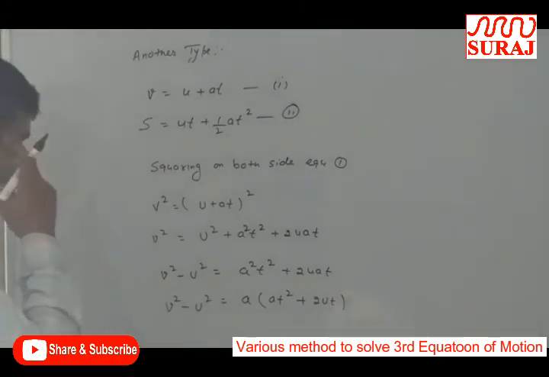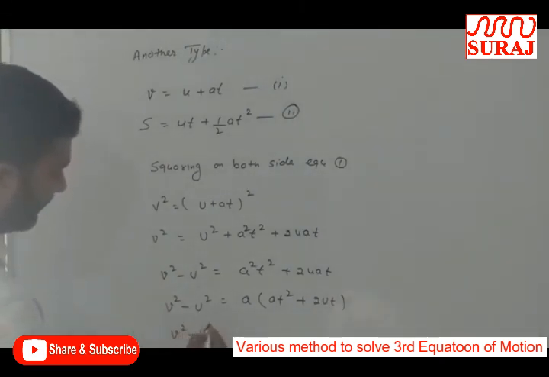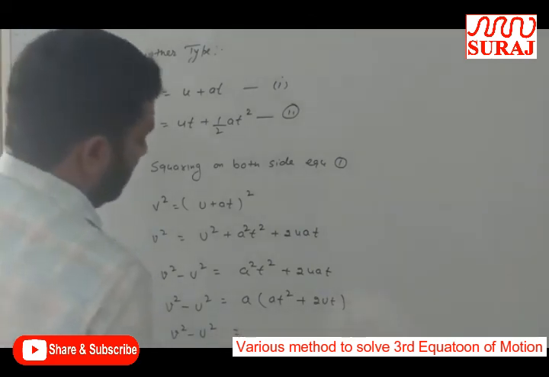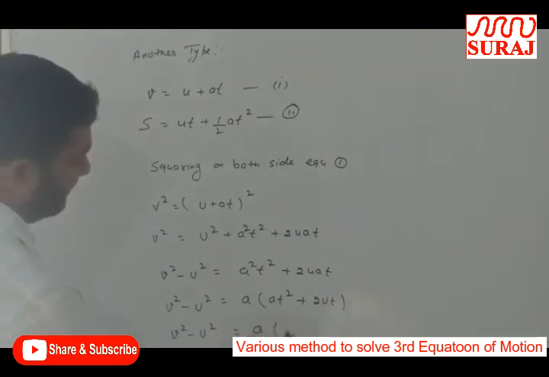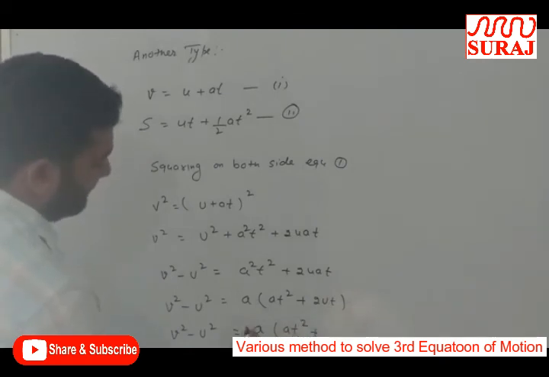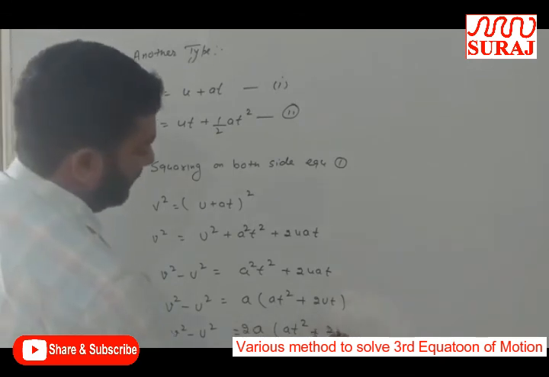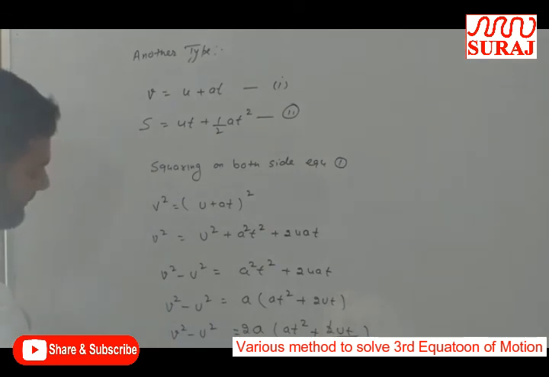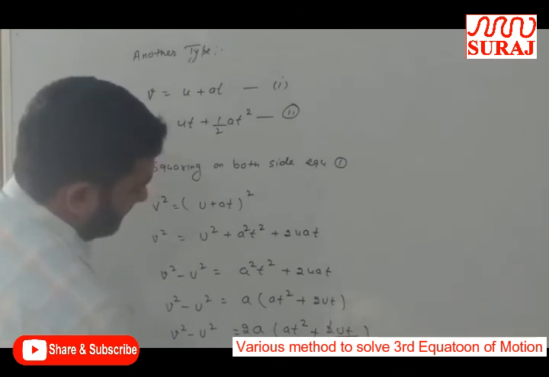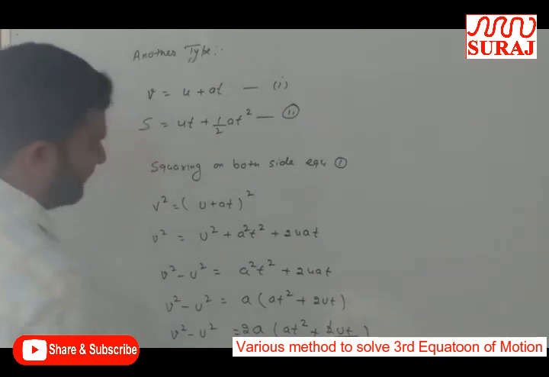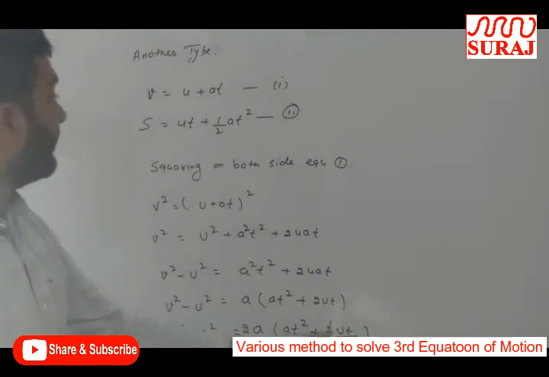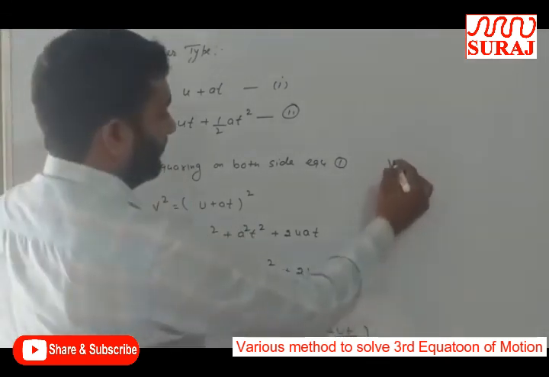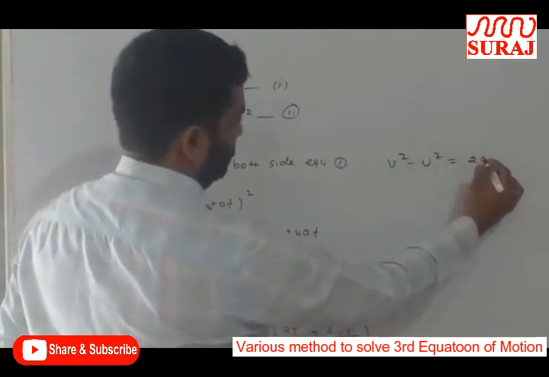Divide and multiply the equation by 2. V square minus u square on the left hand side, and on the right hand side a into (at square by 2) plus 2ut by 2. 2 cancel. So from here v square minus u square is equal to 2a into (ut plus half of at square). Dear students, ut plus half of at square is equal to s. Then v square minus u square is equal to 2as.